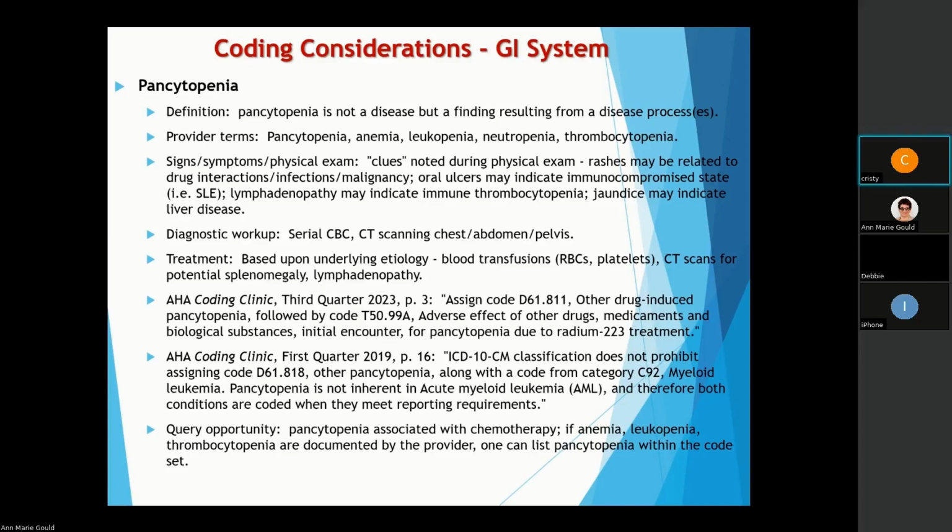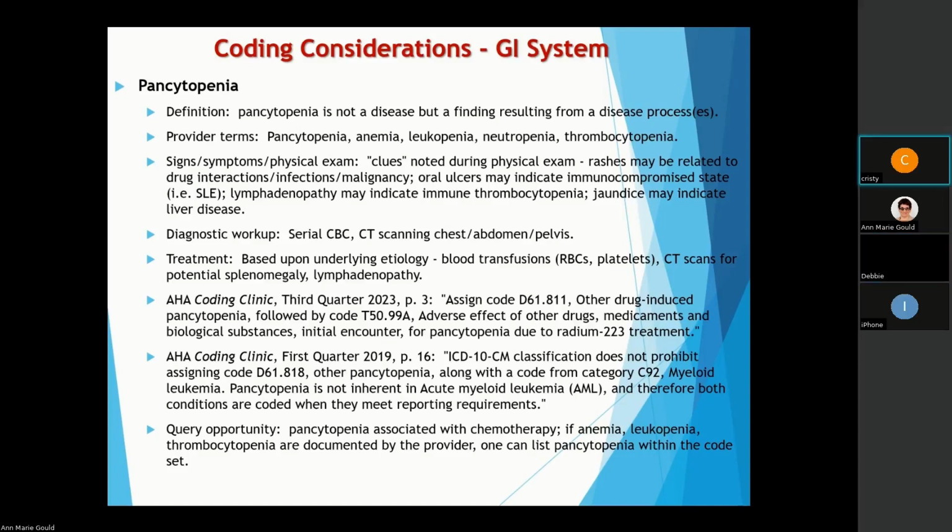I have a question. If they're just documenting that the patient has the anemia, the leukopenia, and the thrombocytopenia, but they're not saying pancytopenia, we can go ahead and code the pancytopenia? Yes, if you go through the encoder, it'll bring you to that pancytopenia code. It will default to that, as long as these 3 are documented.